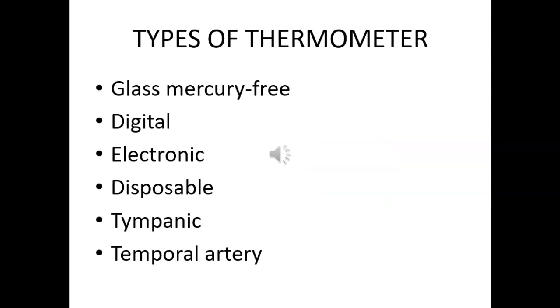There are many different types of thermometers. There's a glass mercury-free thermometer. They used to have mercury in them, which was dangerous, especially if the thermometer broke, but they're not made with mercury anymore. There's digital, like what you can buy at Walgreens, where you have the little battery in it and you press the button. There's electronic, that's what we use in class and use in the clinical setting. Disposable, that's great for isolation rooms or in first aid kits. Tympanic, like we said, that's the ear, and temporal artery, which is across the forehead.